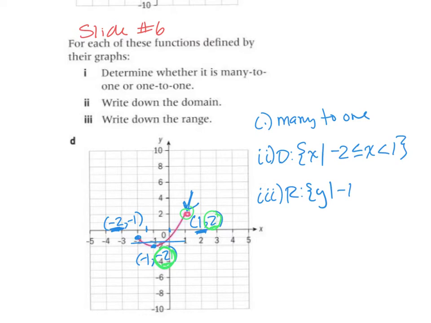Wait, is that -1? I can't read the graph. Hold on, let me erase some stuff. No, it's -2. Uh-oh, I hope my class isn't wrong. Okay, that's the set of all y such that the y value of our bottommost point is -2. So the range would go from -2 inclusive, so that's less than or equal to y, and then up to +2, but not including 2.